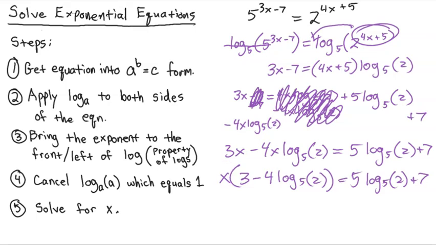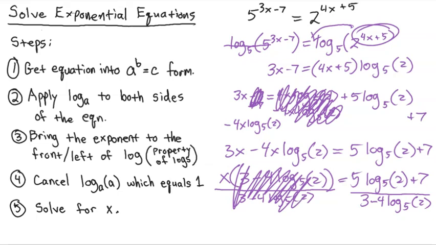Now, to solve for x, I just divide. I'm going to divide by 3 minus 4 log base 5 of 2. Same thing on the other side, divide by 3 minus 4 log base 5 of 2. And then on this side, this cancels out, and all I have left is x equals this monster. But this monster can be plugged into a calculator.